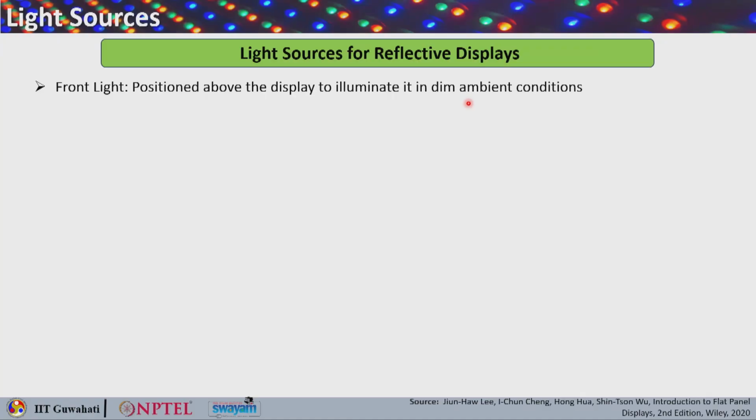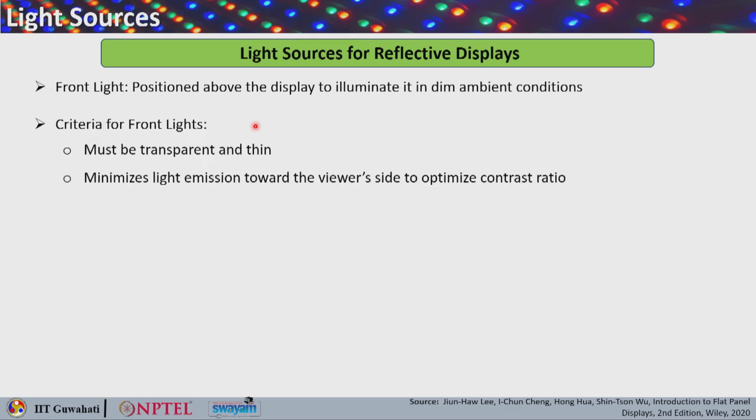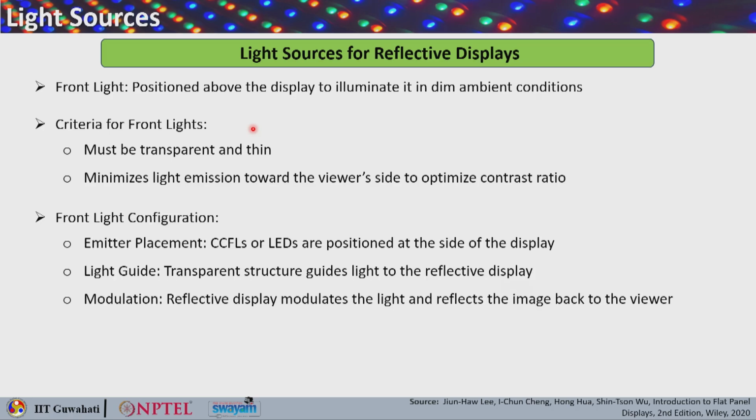Now, let us look into the reflective displays, where the light source is outside, in the front of your panel. So, you can call it front light because these are positioned above the display to illuminate it in a dim ambient condition. So, what are the criteria of these front lights? They must be transparent and thin, and they minimize the light emission towards the viewer side, so that you can get an optimum contrast ratio.